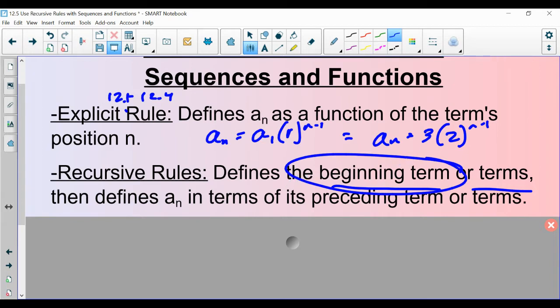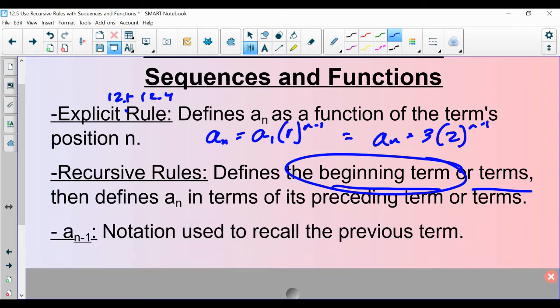So I'm not giving you the ability to just say, I want to know the 10th term, plug in 10. If you wanted to know the 10th term, you would have to literally find out the 9th term, then the 8th term, then the 7th term, then the 6th term, then the 5th term, and you would work your way all the way up because you don't know the 10th term. You only know how it relates to the one that came before it.